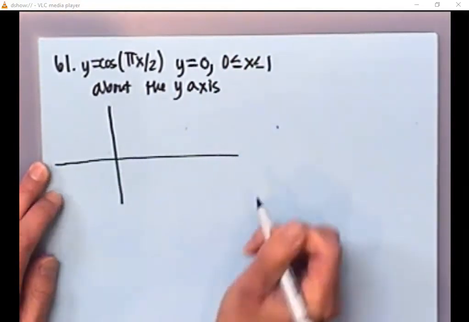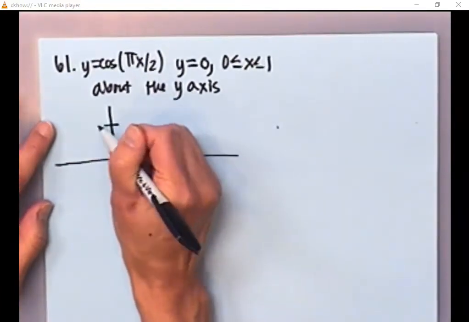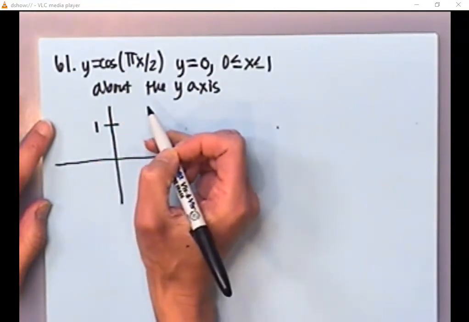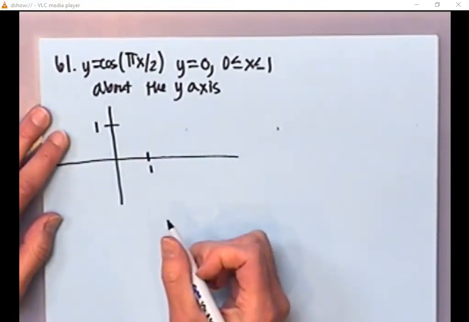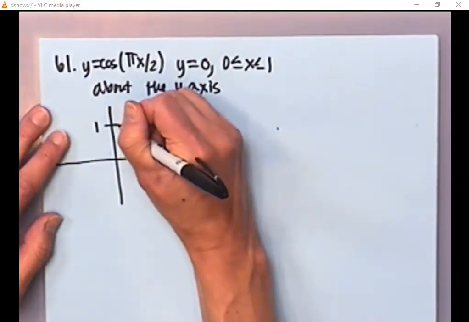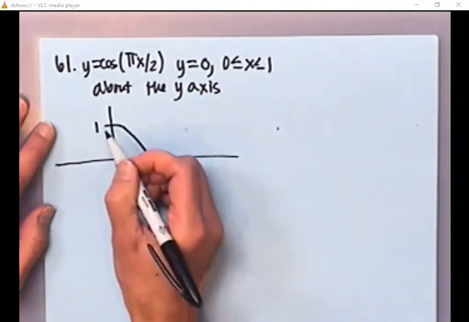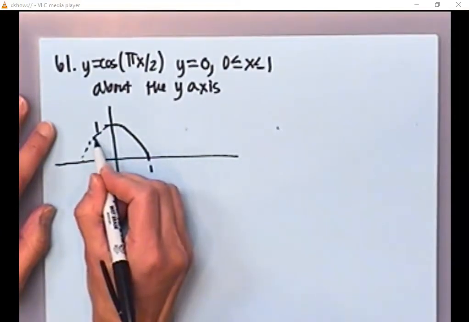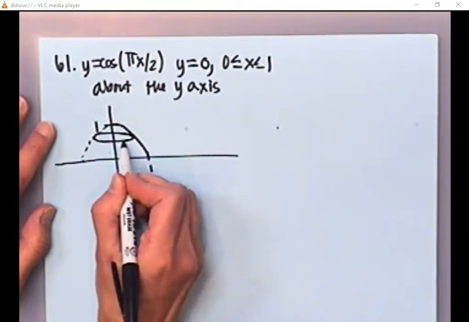I'll just draw a little picture for you here. So this is the cosine function. The normal period is 2 pi, so that one's probably going to look something like this. I think if you graph it, it looks like this between 0 and 1. It kind of goes like that. So if you rotate it about the y-axis, you're rotating it around like that.